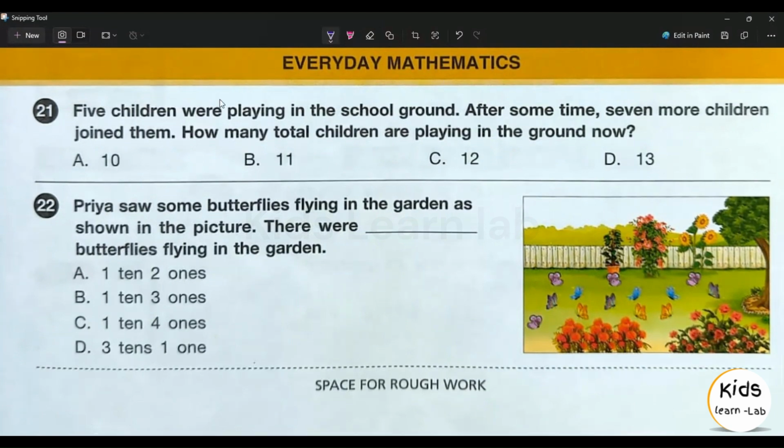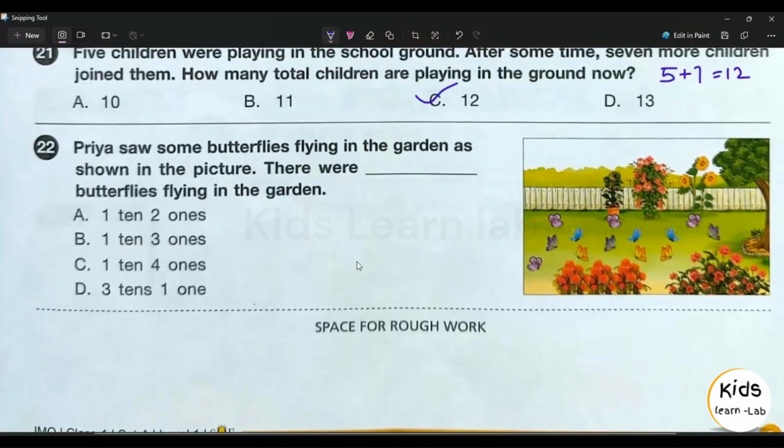Everyday mathematics, 21st question. 5 children were playing in the school ground. After some time, 7 more children joined them. How many total children are playing in the school ground now? 5 plus 7 is equal to 12. So option C, 12 is the right answer.